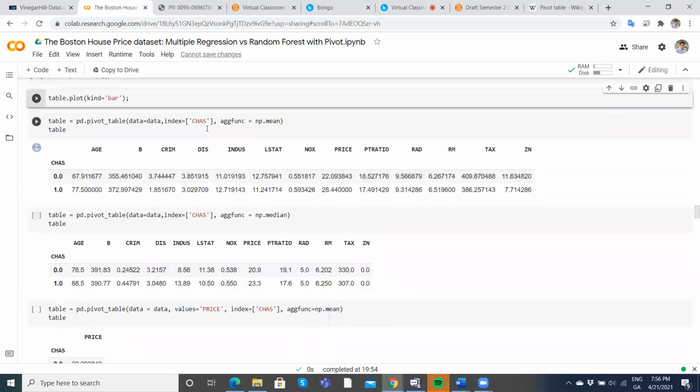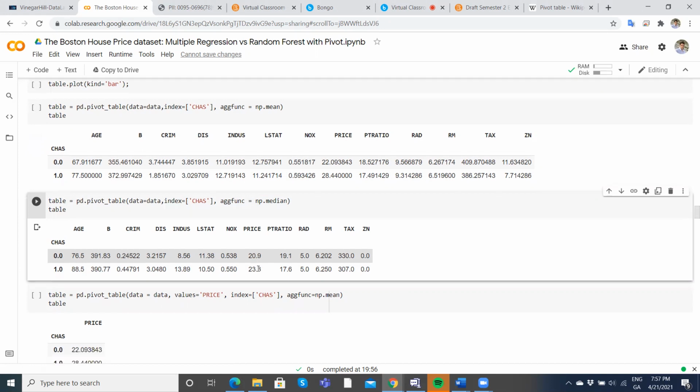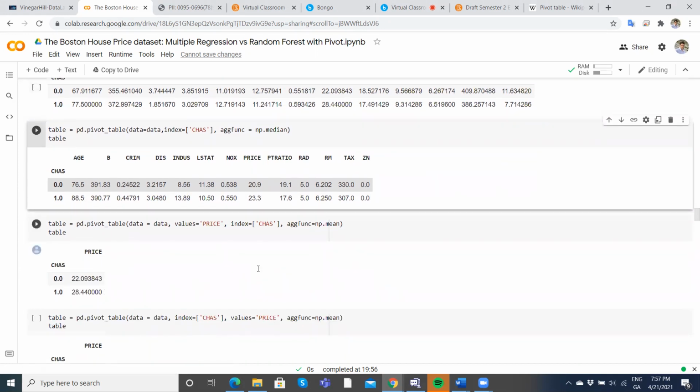Now, if I do the same syntax again, but put in median, which means typical, it might be more revealing. Average says something, and median is also a measure of central tendency, but it refers to what typically you expect. And typically house prices on the Charles River, the median of the medians, was 23. And if you're not on the Charles River, 20.9. So a bit of discrepancy between the two.